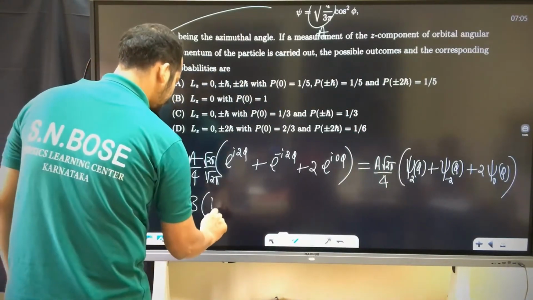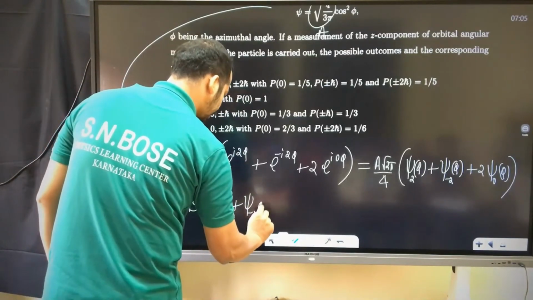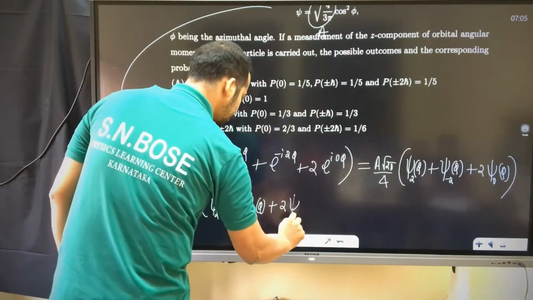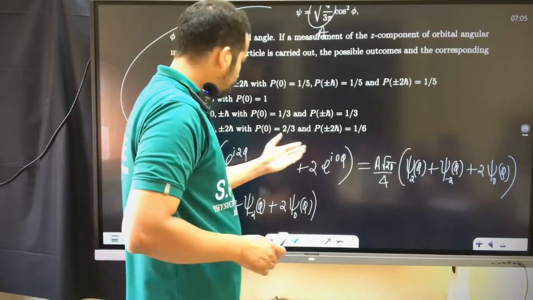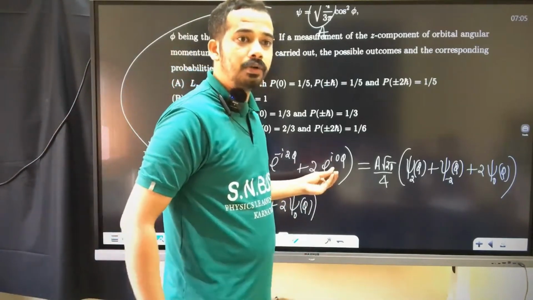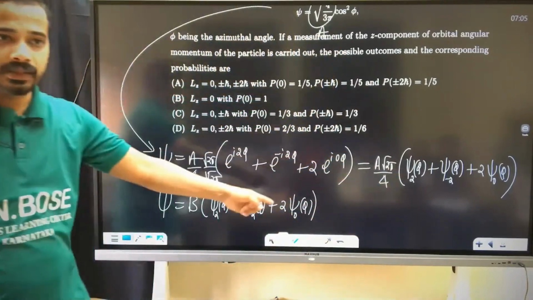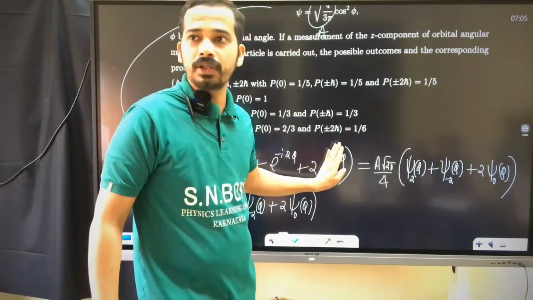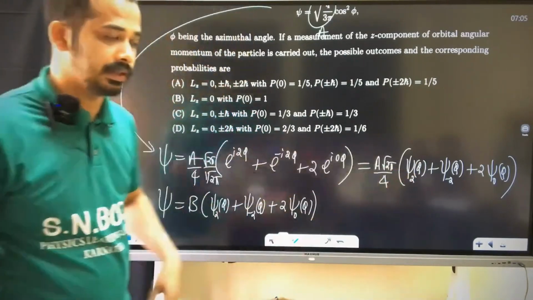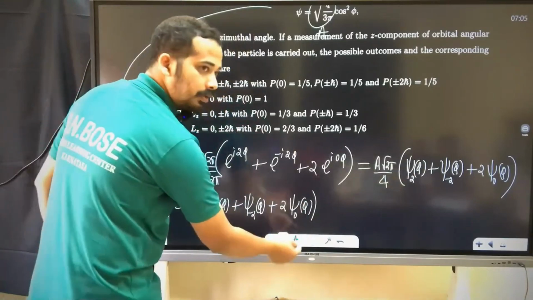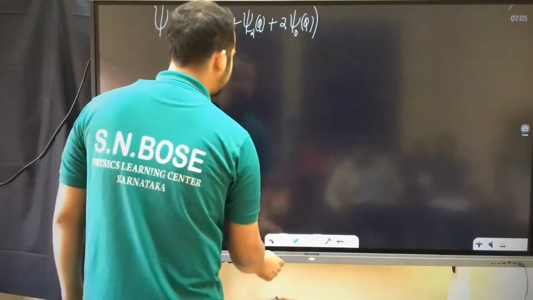Now this whole thing I will call B. B into psi 2 of phi plus psi minus 2 of phi plus 2 psi 0 of phi. This 1 by root 2 pi is required to define the state actually. Don't leave it as it is. You should write it in terms of a linear combination of eigenstates, and write what the state is. You can see here, even though it is 1 by root 2 pi, don't keep it as it is.